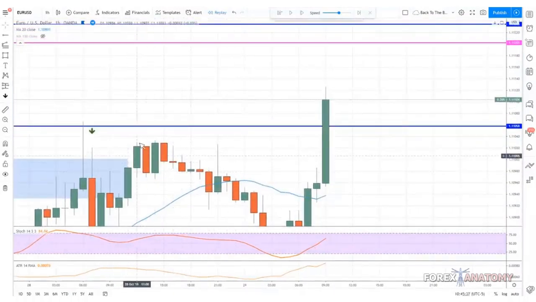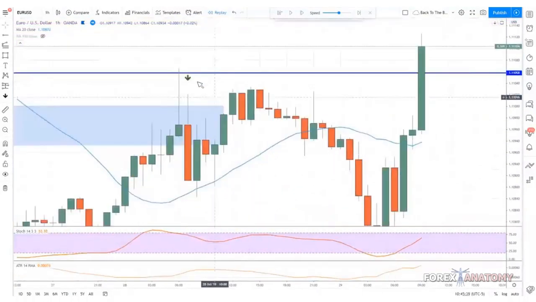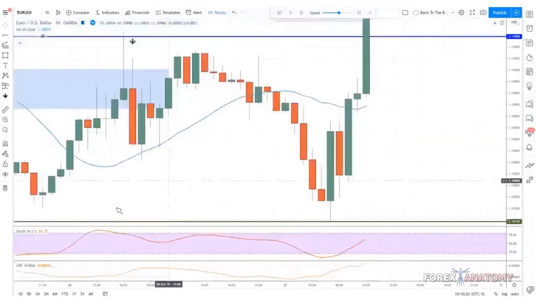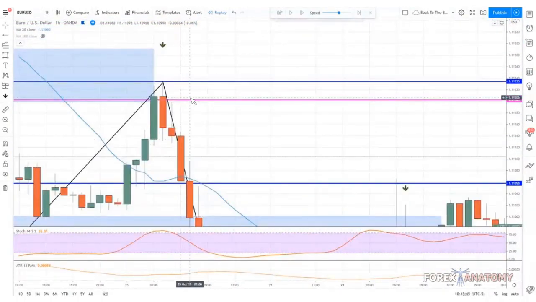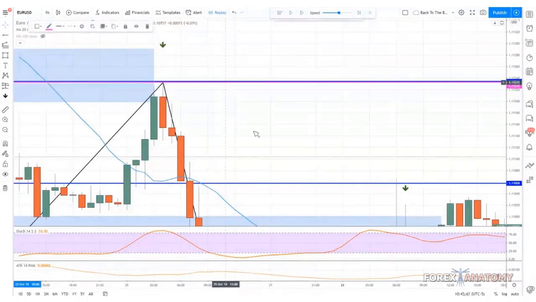And as you guys know, price looks like it may want to reverse, but we don't know yet. Price will have to break this high up here in order for us to know.